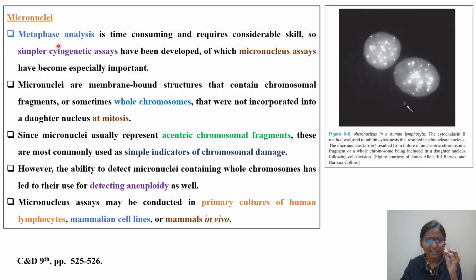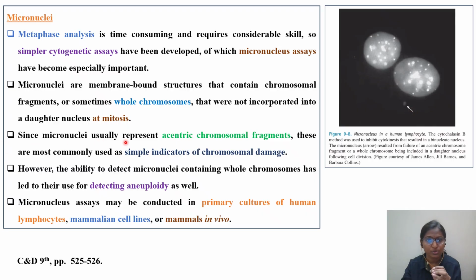We have metaphase analysis. In cell division you have prophase, metaphase, anaphase, telophase, and in that, metaphase analysis is time consuming and requires considerable skill. So simpler cytogenetic assays have been developed, of which the micronucleus assay has become especially important to identify this type of damage. These micronuclei are membrane-bound structures that contain chromosomal fragments or sometimes whole chromosomes that are not incorporated in the daughter nuclei. These are the micronuclei.